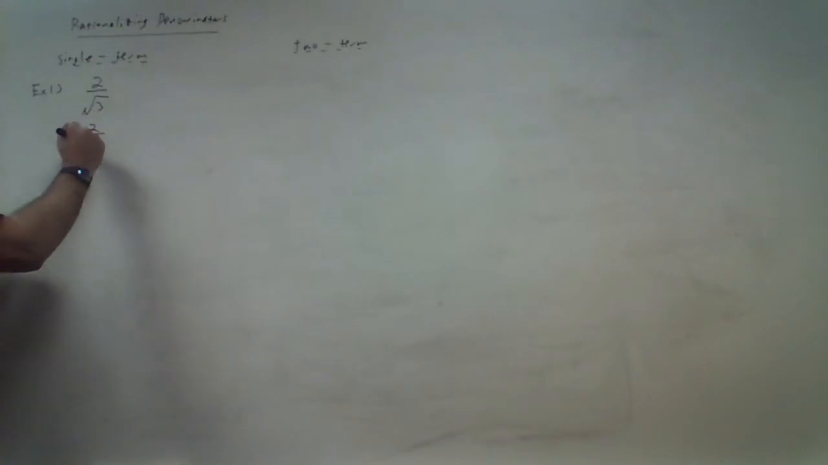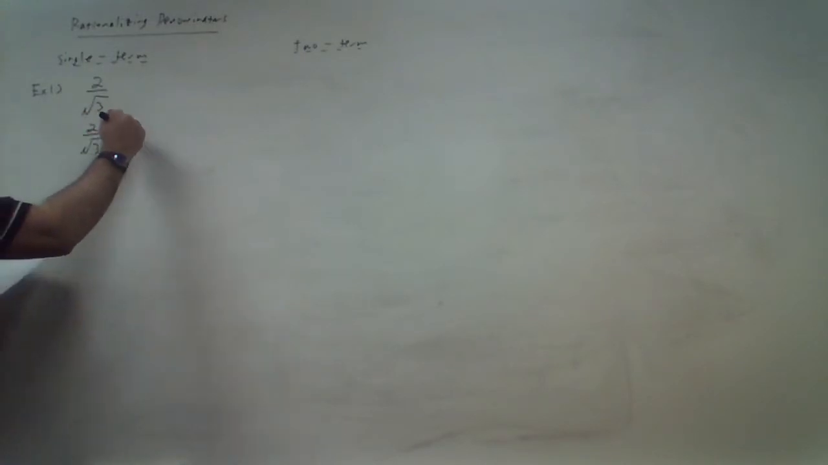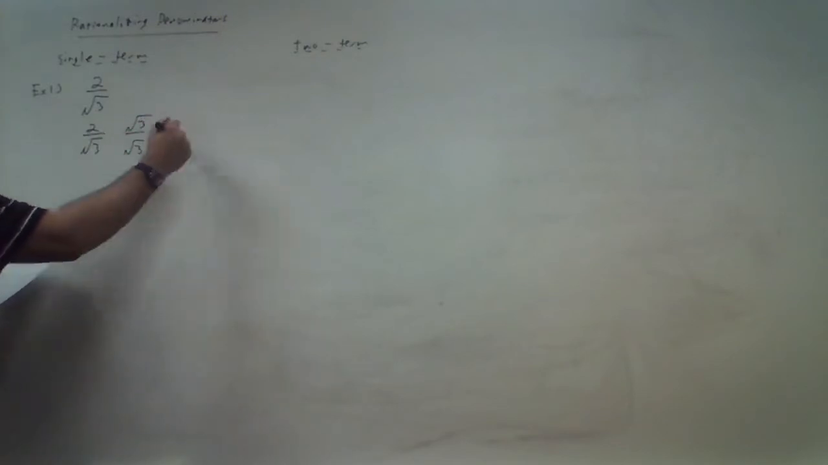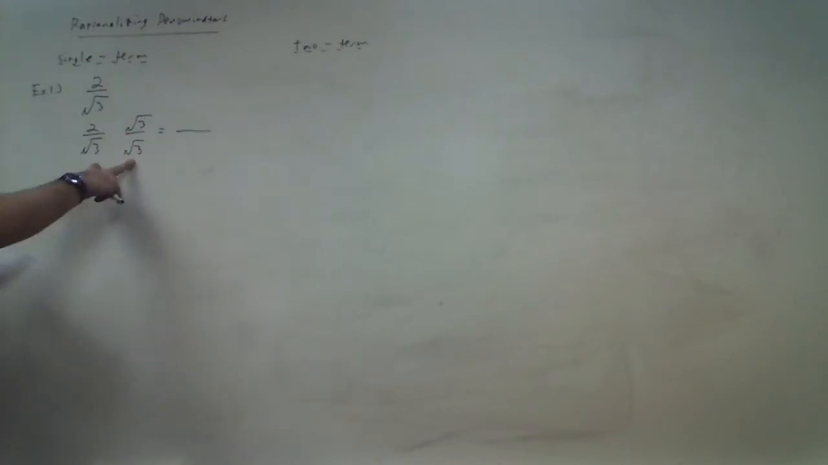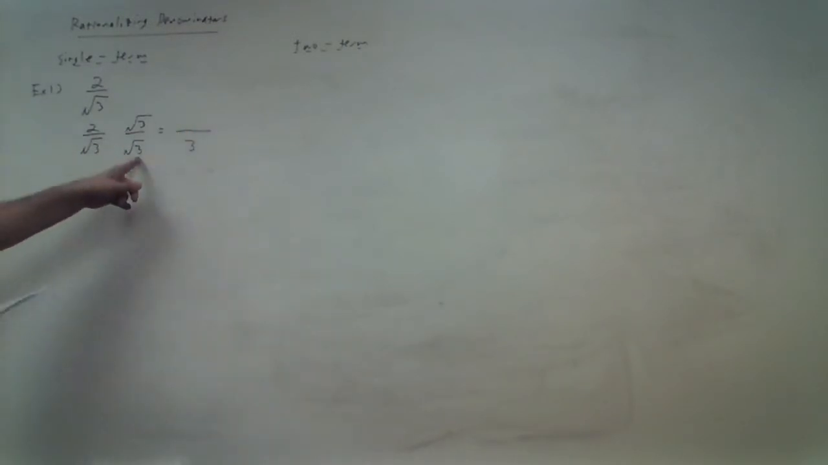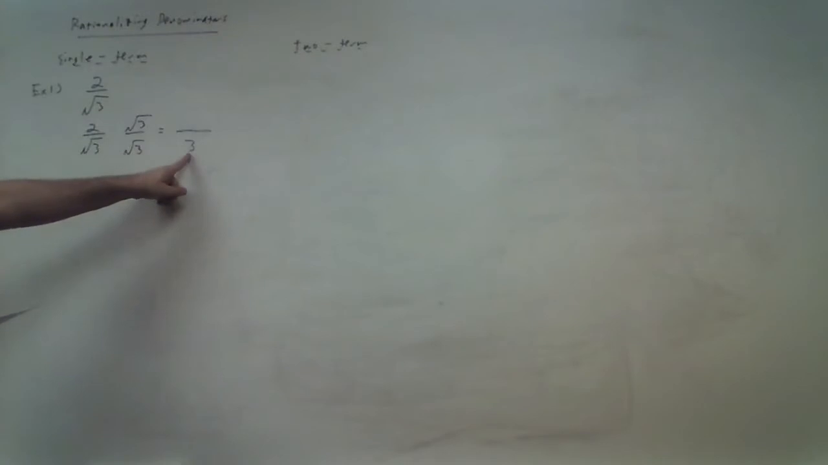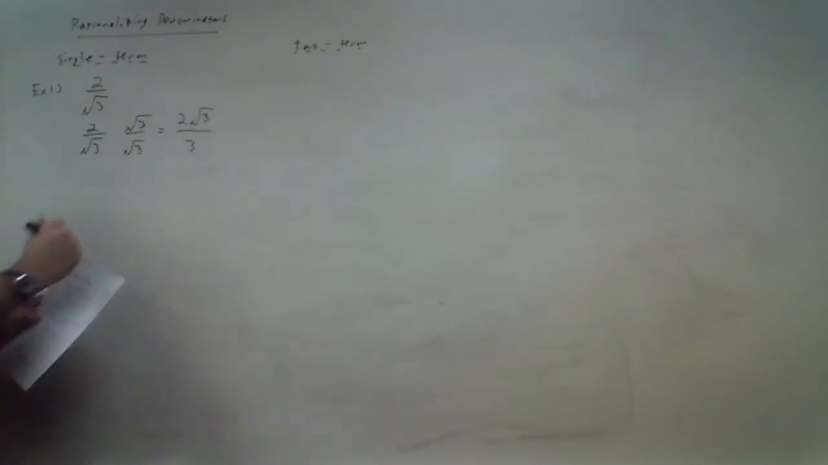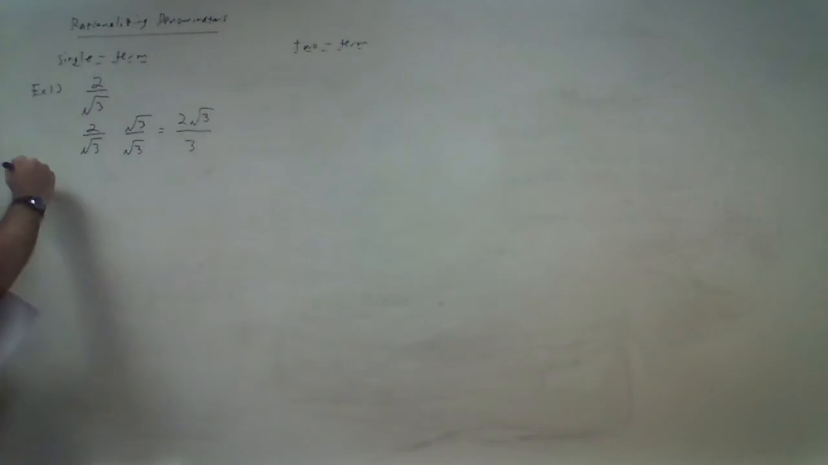So what you would do is you'd multiply top and bottom by the denominator's square root. The square root of 3 times the square root of 3 is the square root of 3 squared, which basically leaves you just the 3. A square root times the square root just gives you the number in the radical. And this is going to be 2 times the square root of 3. Okay?